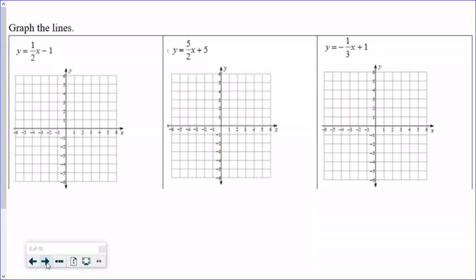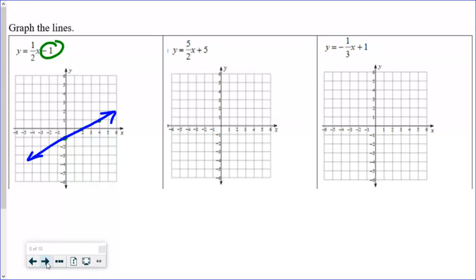Okay, and then can you graph? So, number 1, it starts at negative 1. If you need to do the switching, you can. And then rise 1, run 2, rise 1, run 2. And just double check, it shows a positive slope and a negative y-intercept.